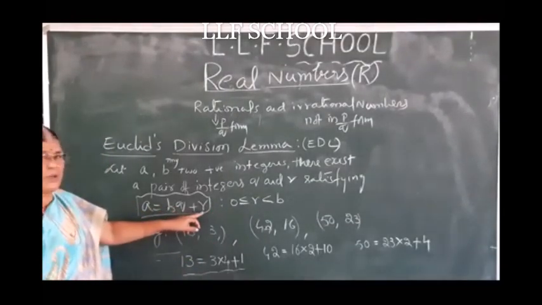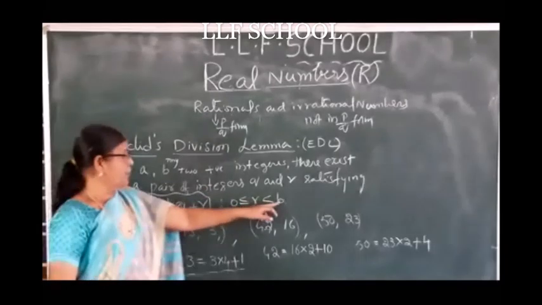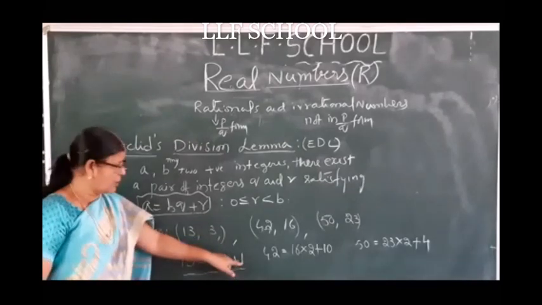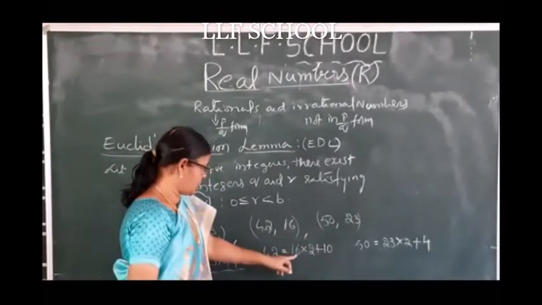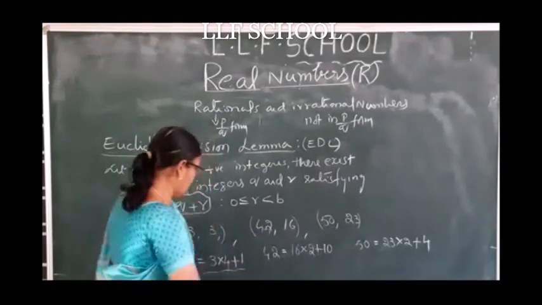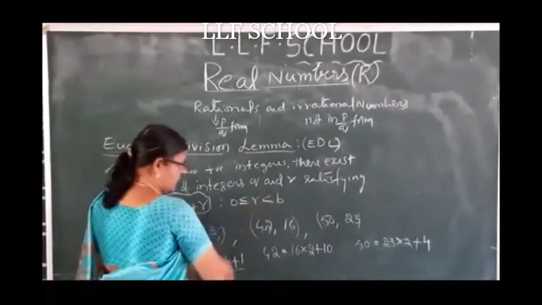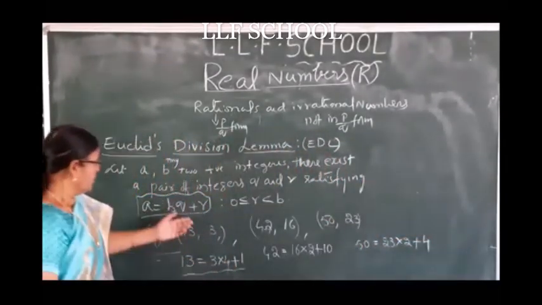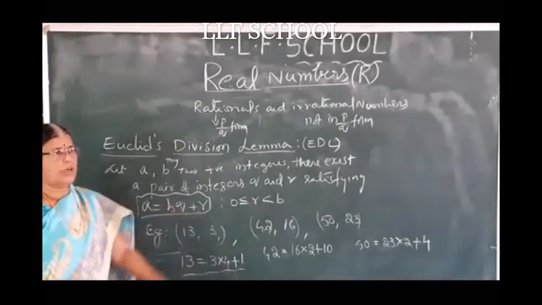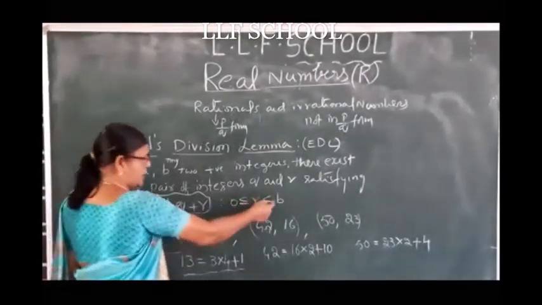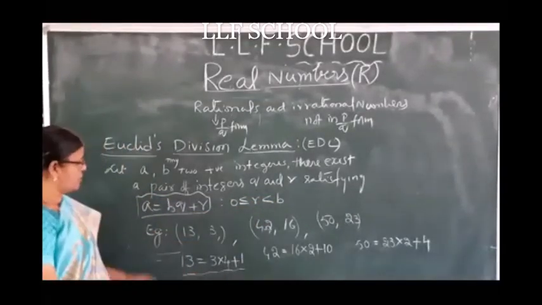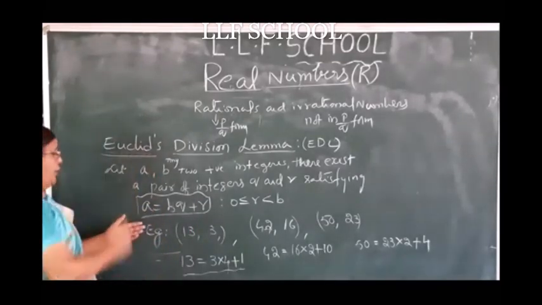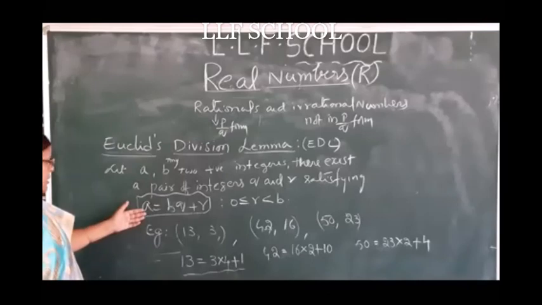Here R is always less than B. See here, B is 3. R is less than B. Here B is 16, and R is less than B: this 10 is less than 16. This 4 is less than 23. R is for remainder. So the possible remainders are always less than B here. So this is how to express any two positive integers in EDL statement form.